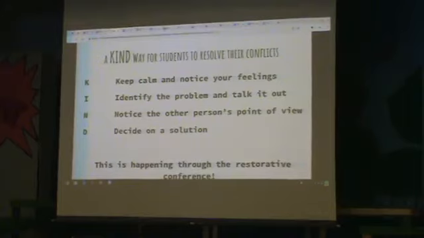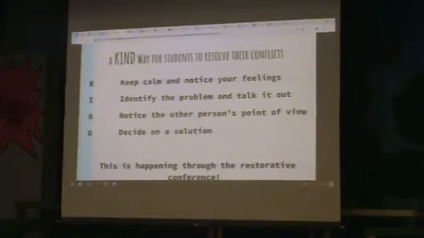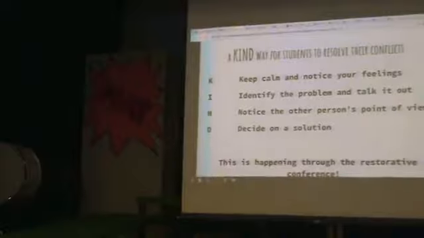We are keeping calm and noticing each other's feelings during that conference. We're identifying the problem and talking it out. We're certainly noticing others' viewpoints. And then we finally come to a solution. We come to how have we resolved this and how do we move forward from there.